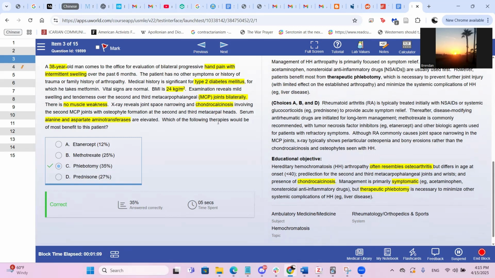Just know, the arthropathy in HHS is similar to osteoarthritis. It's just going to be in younger patients, and it's going to have the chondrocalcinosis as well. And aside from symptomatic management, really phlebotomy is the only thing that's going to help these patients.